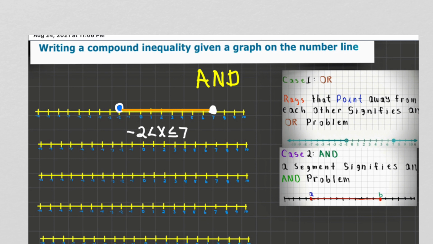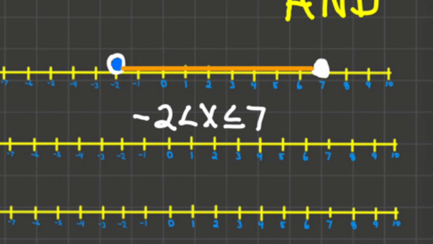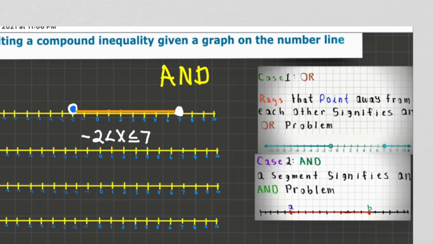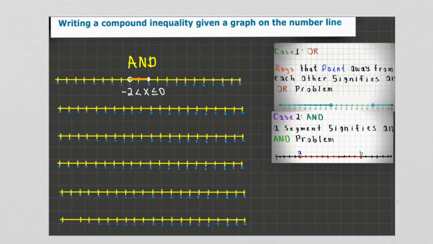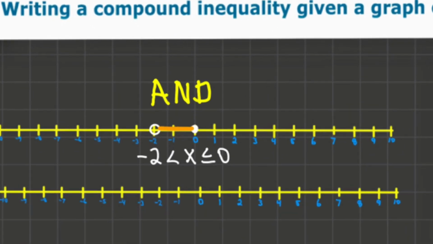On each end you have A and B. Those points could be open or closed, depending on the inequality, like right here. Notice this is actually supposed to be an open circle because this is less than, and a closed circle because this is less than or equal. So we do have an and problem because we have a segment. Same thing here, we have an and problem because it's a segment.